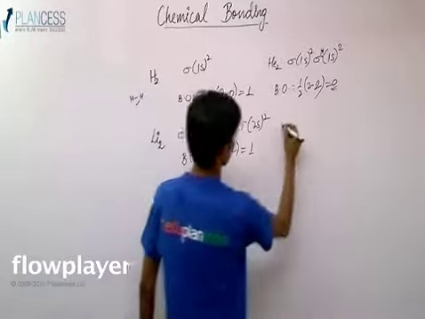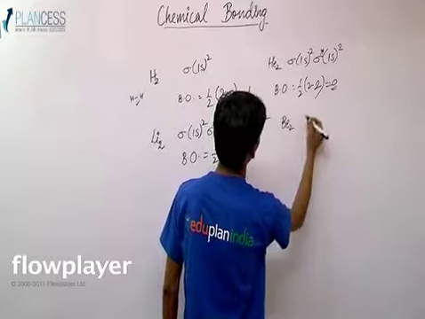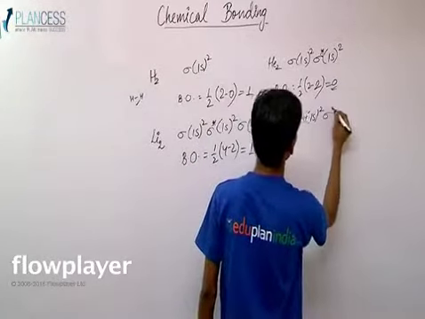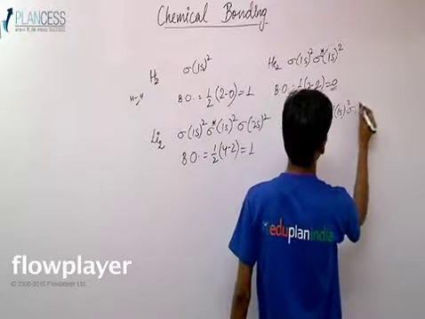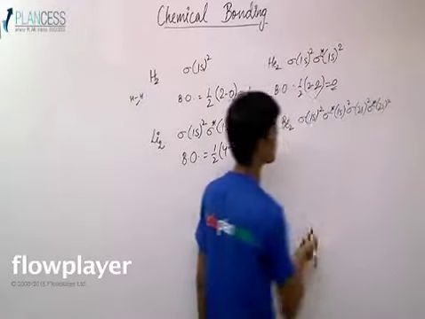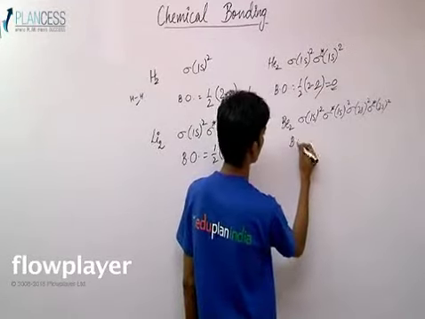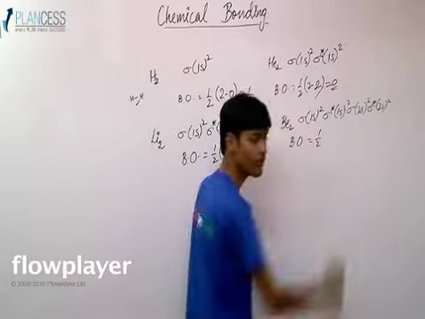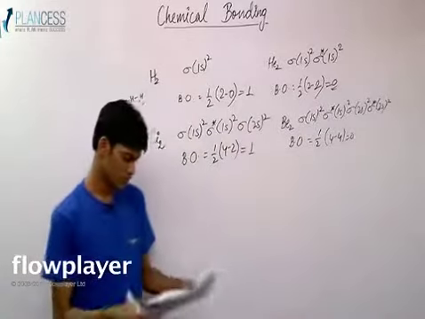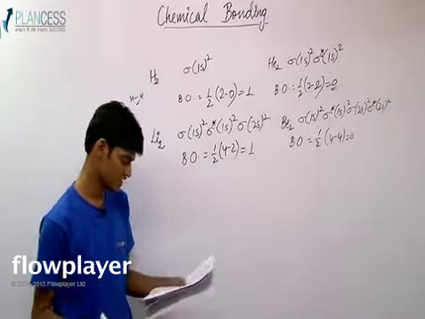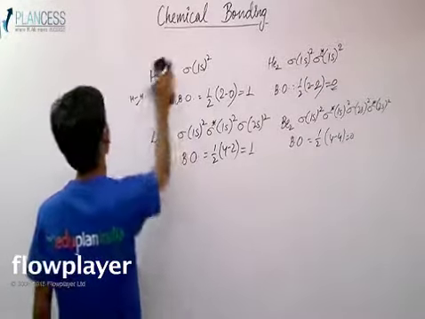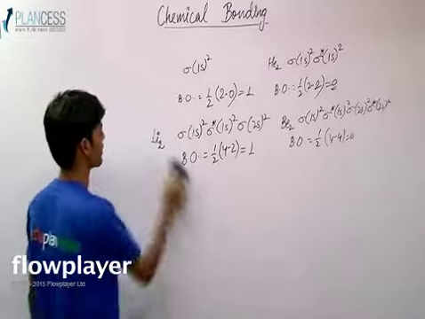Then Be2. When we are talking about Be2, it has 8 electrons, so it would be sigma 1s2, sigma star 1s2, then sigma 2s2 and sigma star 2s2. So the number of bonding electrons is 4, the number of anti-bonding electrons is also 4, so the bond order would be half into 4 minus 4, that is equal to 0. That is, beryllium 2 does not exist, or it is not a stable species.